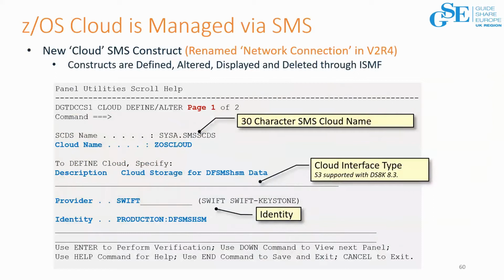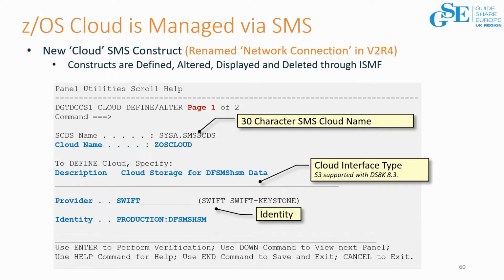And this next slide shows how we define a cloud to DFSMS. In order to migrate your data to the cloud, HSM needs to know which cloud the data should be directed to and how to access that cloud. And this is done using the SMS cloud construct or network connection construct. And you do that through ISMF or NaviQuest. The construct is referred to as a cloud construct on pre-2.4 systems, but on 2.4 it was renamed just to provide flexibility for future use cases.